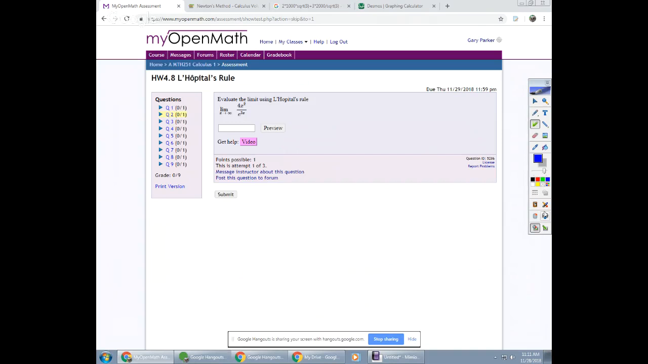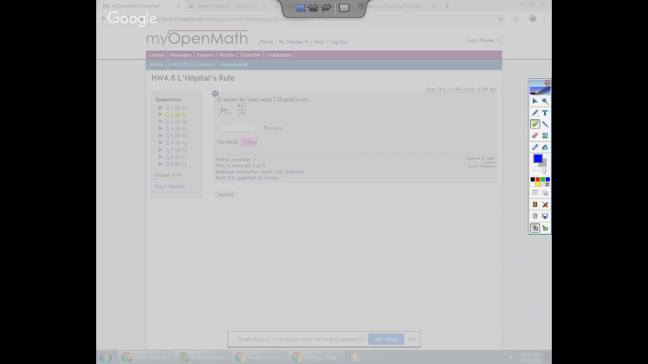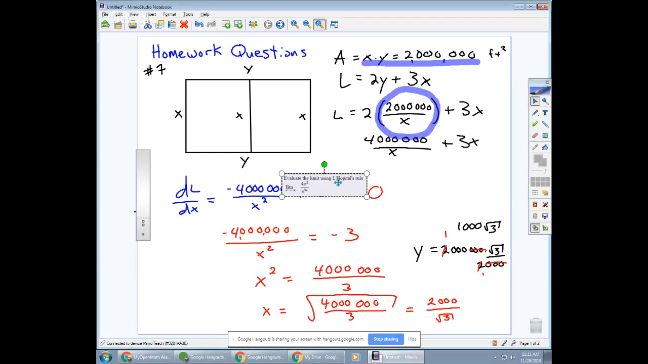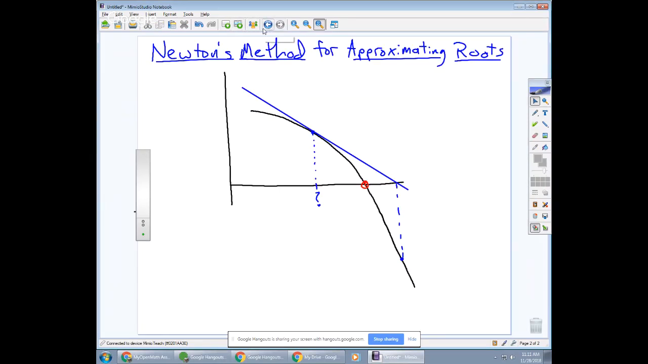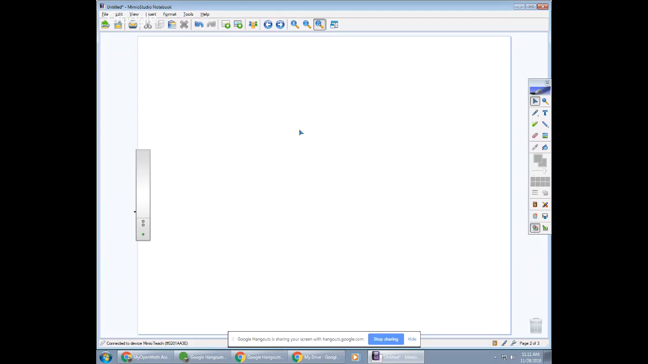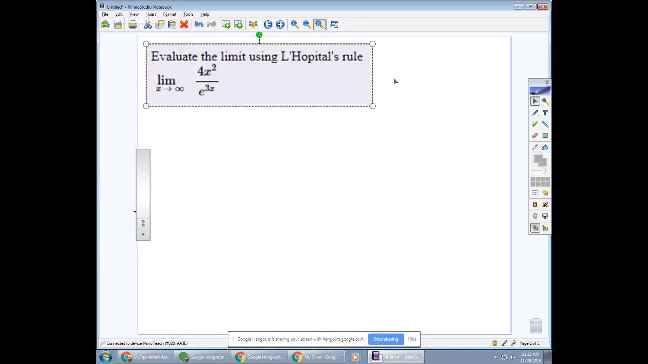All right, so let us grab that sucker and put it in a new place. Let's see, that's for the next stuff. Let's go here, blow it up. And it's time for more math. So when can you use L'Hopital's rule?